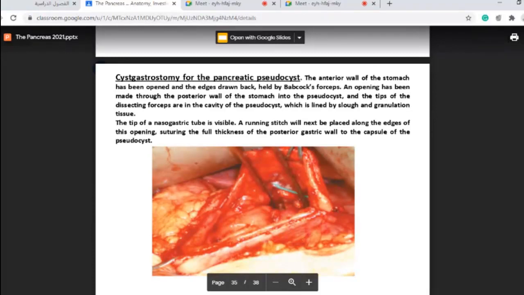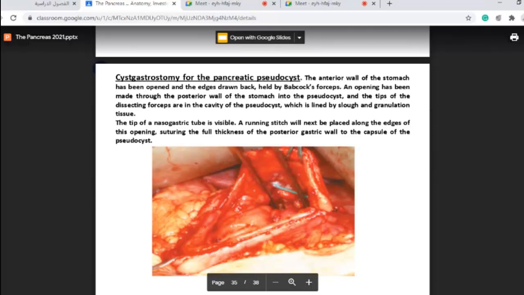The anterior wall of the stomach has been opened, and the edges drawn back, held by Babcock forceps. An opening has been made through the posterior wall of the stomach into the pseudocyst, and the tips of the dissecting forceps are in the cavity of the pseudocyst, which is lined by just slough and granulation tissue. That's why it is called pseudocyst, not a true cyst, because the lining is not endothelium, but just slough and granulation tissue. And so we call it pseudocyst, not a true cyst.